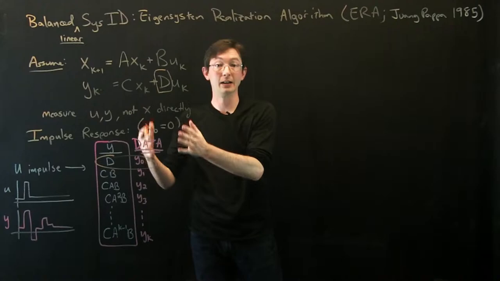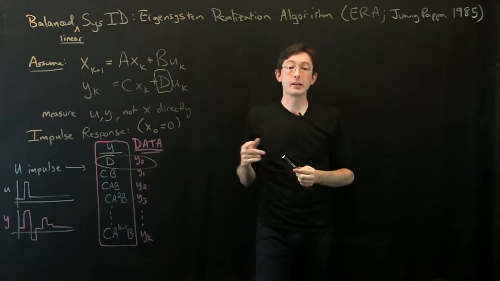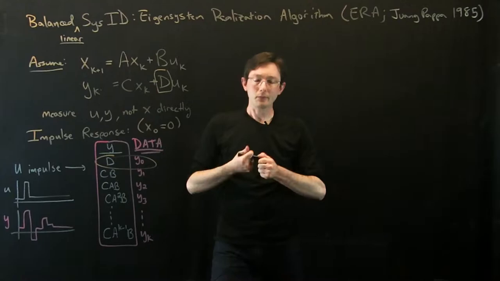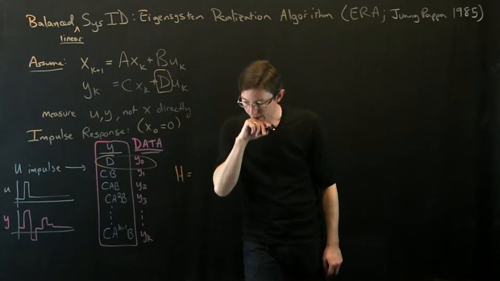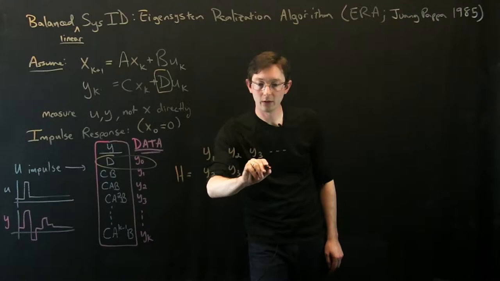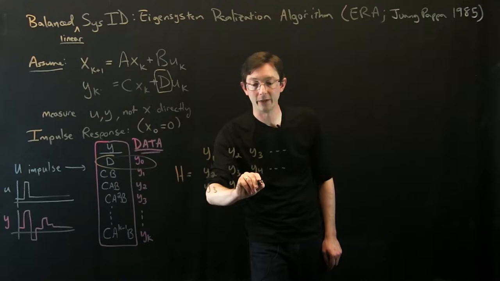Okay. But the starting point is actually super similar between ERA and balanced POD, and so I'll just write this down. So what we do is we take all of this measurement data and we stack it into a big Hankel matrix. Okay, this big Hankel matrix is Y1, Y2, Y3, dot, dot, dot, then Y2, Y3, Y4, dot, dot, dot, and you get the picture. You can keep doing this over and over. You hope that you have enough data that this can be a big matrix.